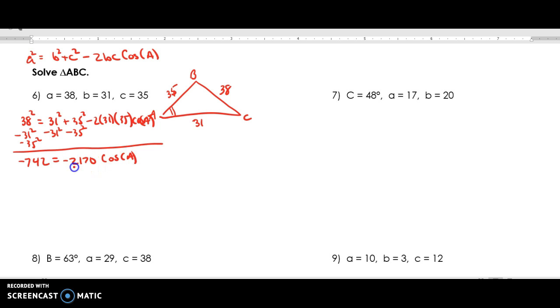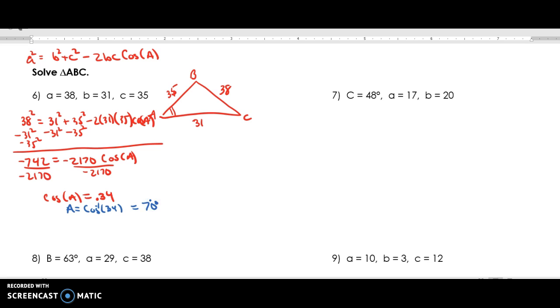Now, to get rid of the negative 2170, I'm going to go ahead and divide. I get cosine of angle A is equal to 0.34. But how do I get rid of the cosine? I take the inverse cosine of 0.34, and that would give me approximately 70 degrees.